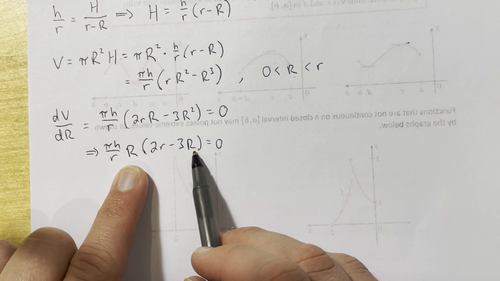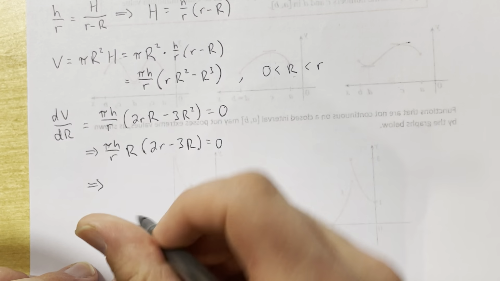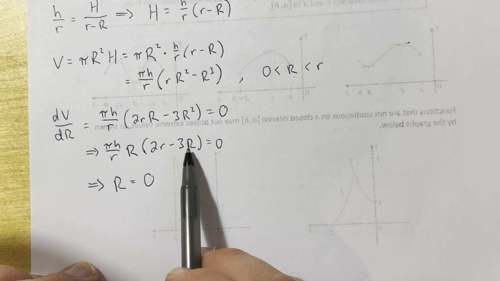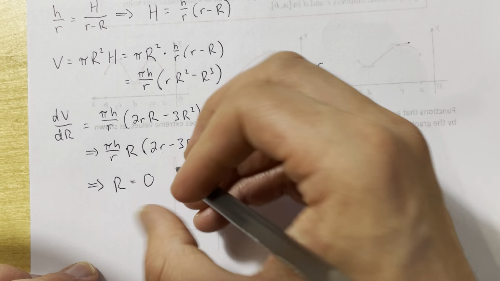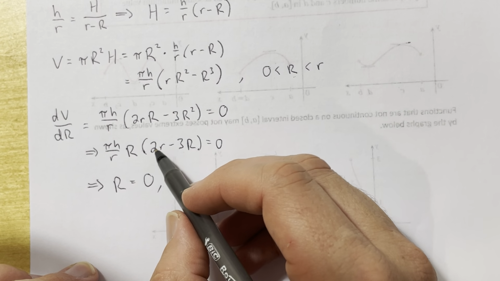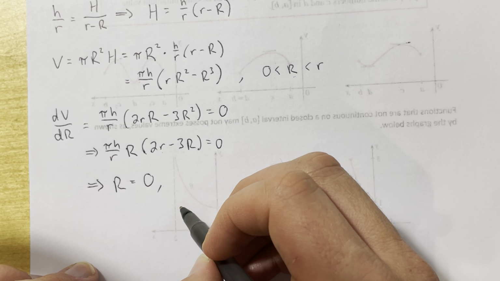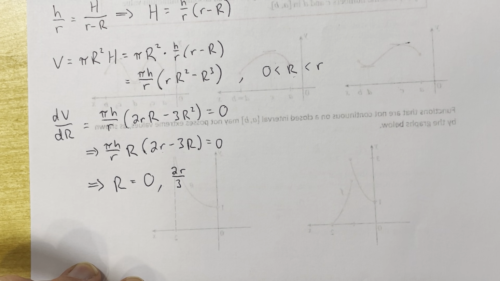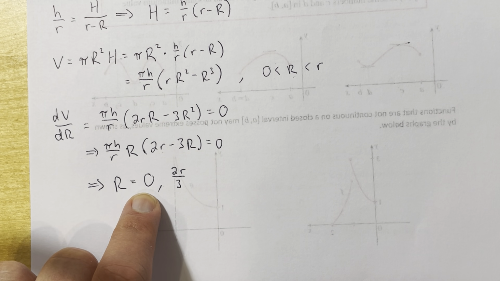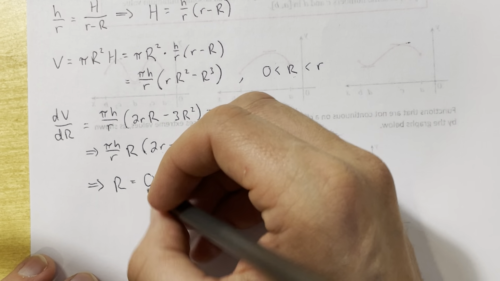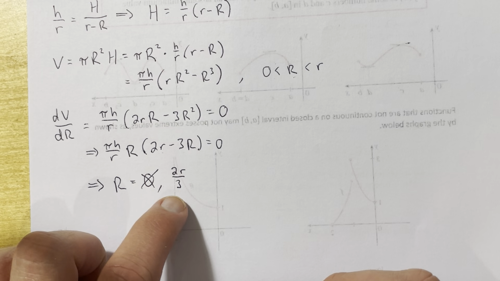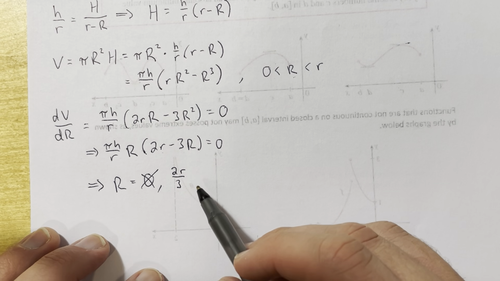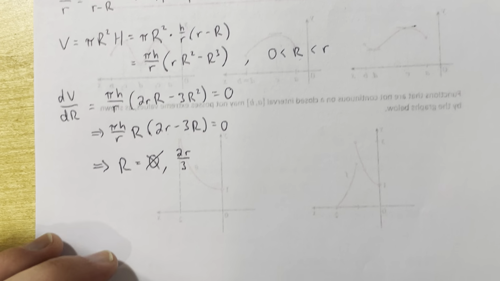Remember, capital R is the unknown here. So from this factor, R could equal 0. From this factor, if I set this equal to 0 and solve it, I'm going to get capital R equals 2 little r over 3. So that's 2 little r over 3. Okay? Now again, 0 is not in the domain of our function, so we can throw that one out. 2r over 3, which is the same thing as 2/3 times r, would be between 0 and r. So this is a usable one. All right?